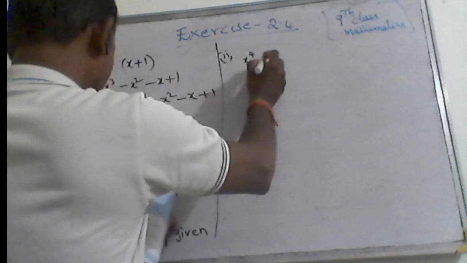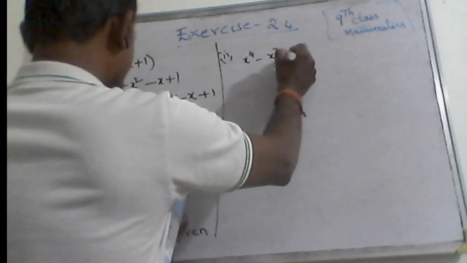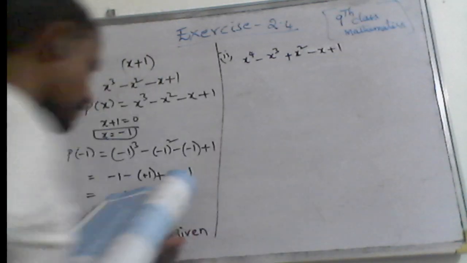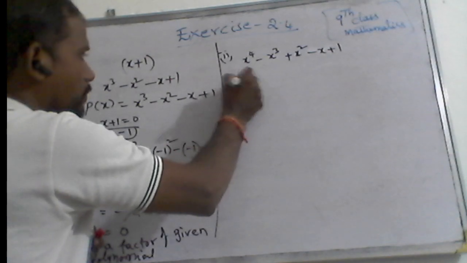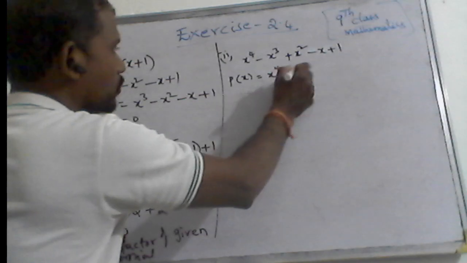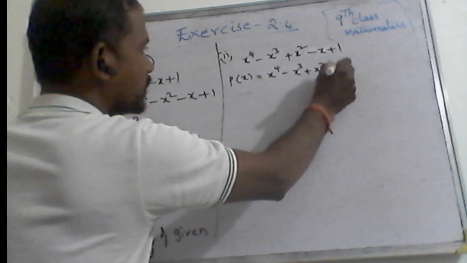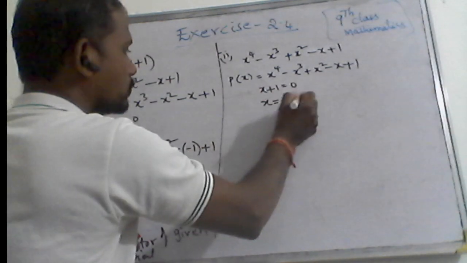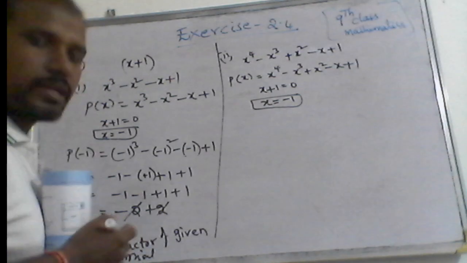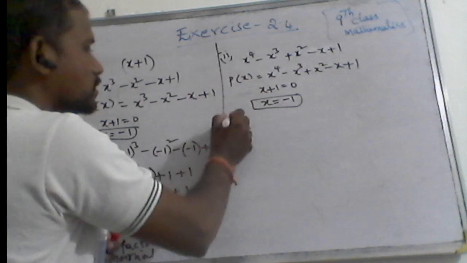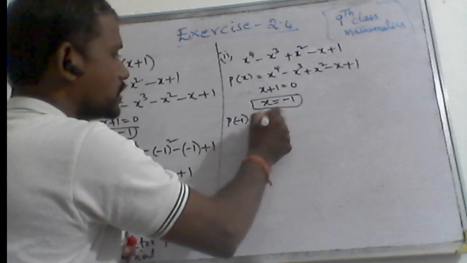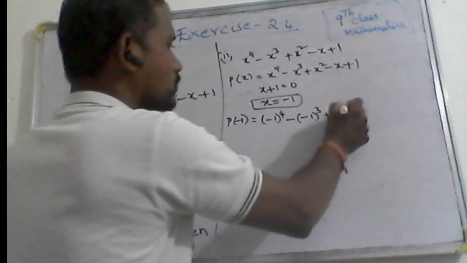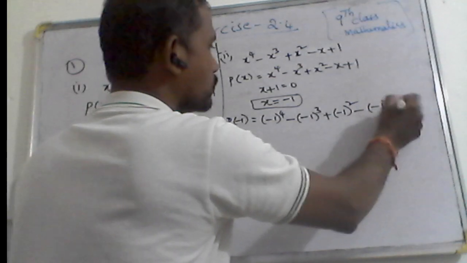x power 4 minus x cube plus x square minus x plus 1. Let P of x equal to x power 4 minus x cube plus x square minus x plus 1. Here x plus 1 equal to 0, x equal to minus 1. This minus 1 substitute in this equation. P of minus 1 equal to minus 1 whole power 4 minus of minus 1 whole cube plus minus 1 whole square minus of minus 1 plus 1.